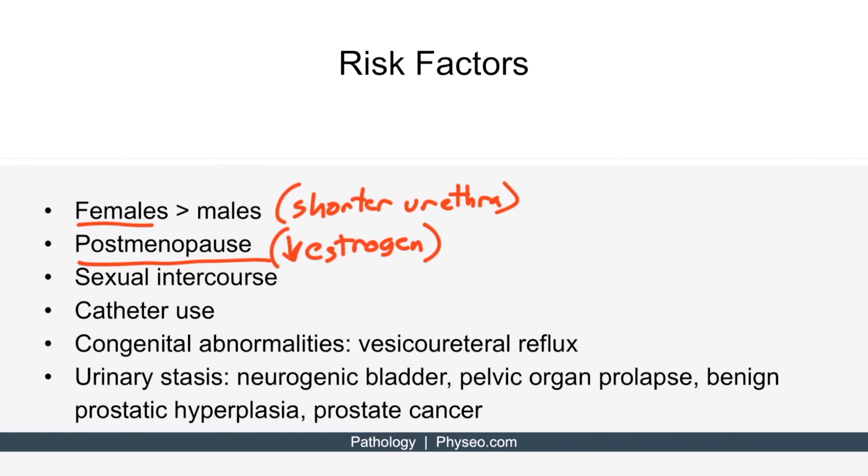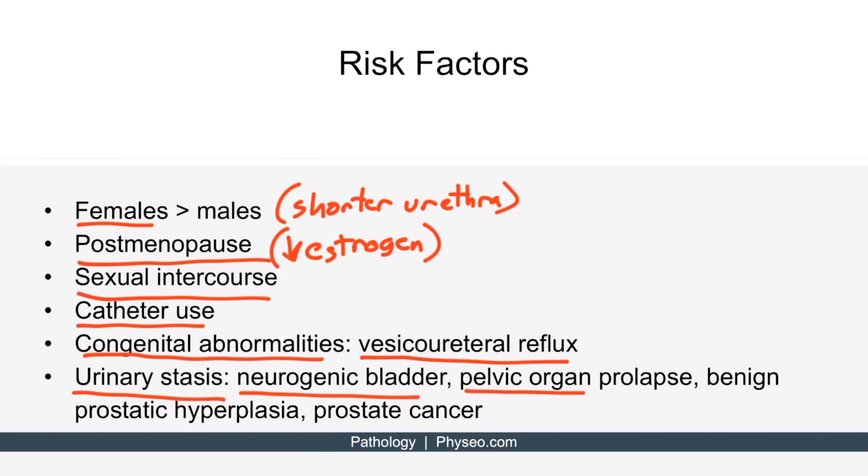Now, some women also notice UTIs that are associated with sexual intercourse. Catheter use is also a risk factor because catheters introduce a potential source of infection into the urethra. And certain congenital abnormalities are also risk factors. The main one to think about is vesico-ureteral reflux, which we'll discuss in detail in a moment. Urinary stasis also increases risk. This can be caused by a lot of pathologies, including neurogenic bladder, pelvic organ prolapse, benign prostatic hyperplasia, or BPH, as well as prostate cancer.